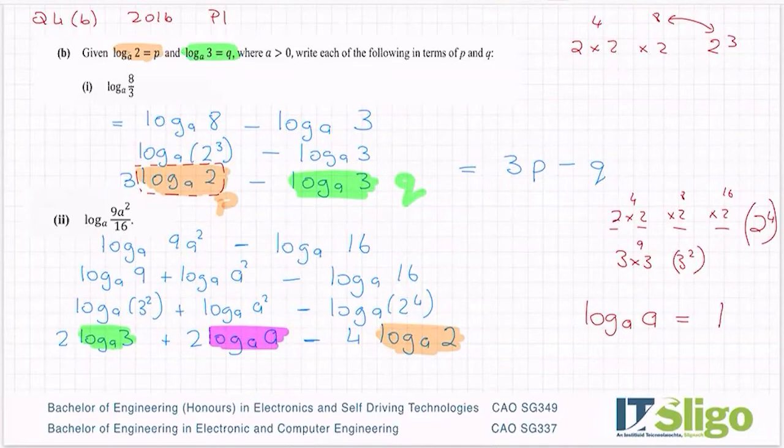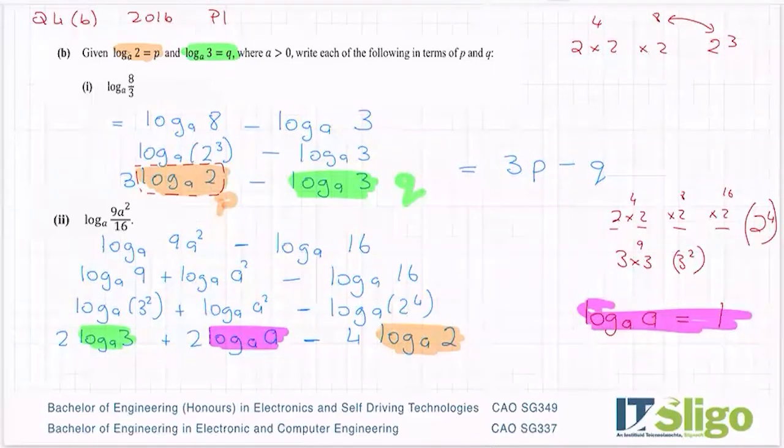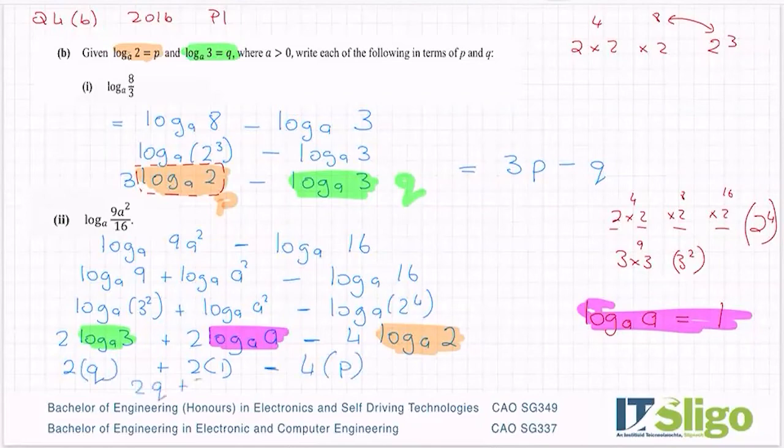So that's the theory we need for the pink bit. So let's put in our letters. I have q plus 2 times 1 minus 4 times p. So that I end up with 2q plus 2 minus 4p. So that is log to the base a of 9a squared over 16 in terms of p and q.